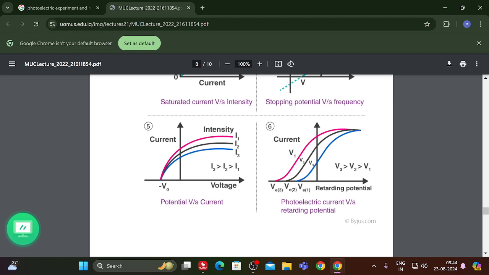When frequency is more, what happens to stopping potential? Stopping potential also is more. This is the inference: more frequency, more stopping potential. Here only two frequencies are plotted. For three frequencies you can put it like this. Okay? Clear? So what inference can you say here?